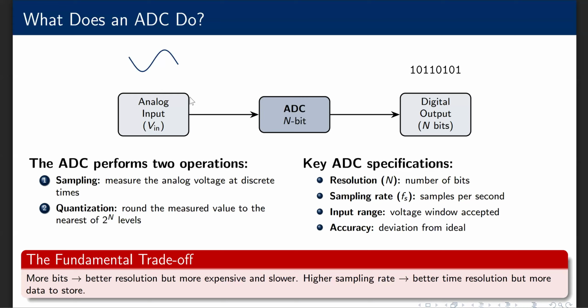The specifications you care about are the resolution n, the number of bits, sampling rate f_s, how many samples per second, input range, the voltage window the ADC accepts, and accuracy, how close the output is to the true value. The fundamental trade-off here is at the bottom. More bits give better resolution, but is more expensive and often slower. Higher sampling rate gives better time resolution with more data to store. Instrument designers constantly have to balance these.